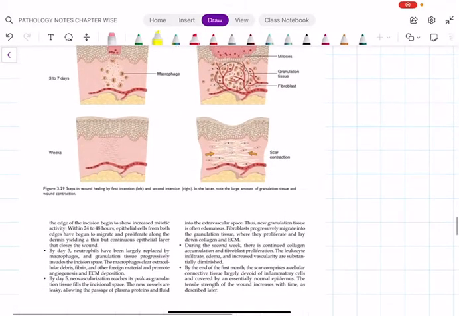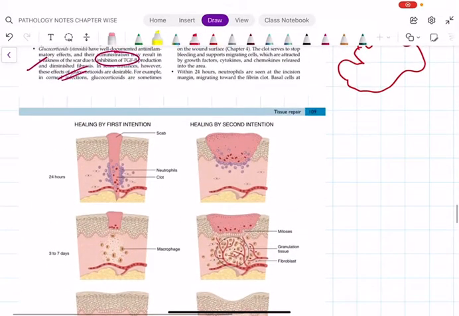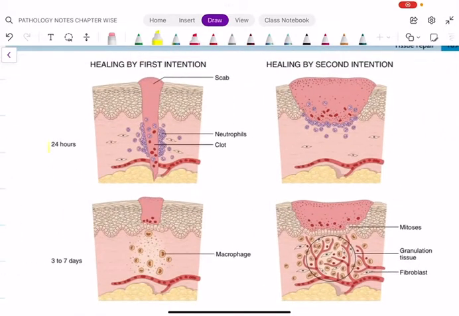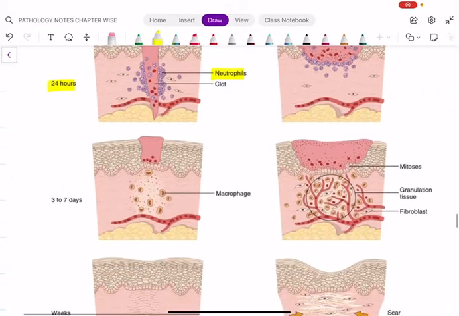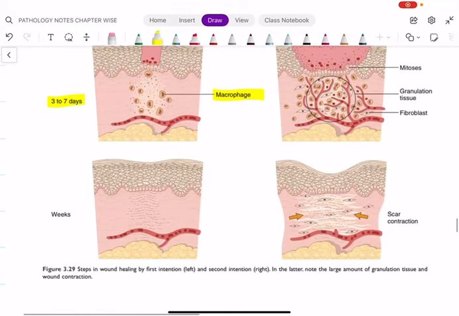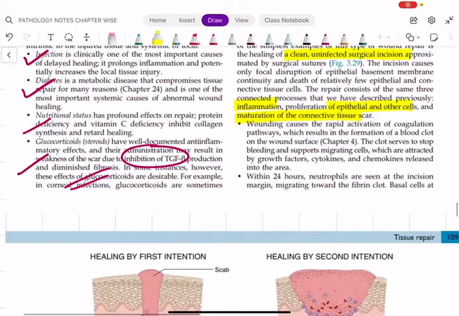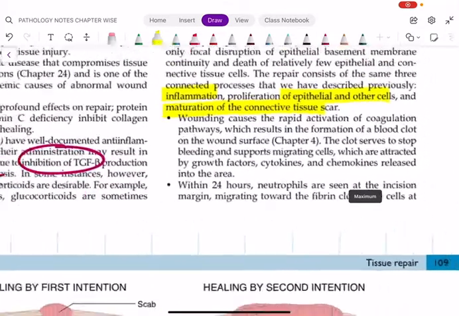You can see in this picture, we have to know the healing by primary intention. What are the steps? Within 24 hours, there will be neutrophils, which will be replaced by macrophages in 3 to 7 days. And finally, there will be complete scar formation after granulation tissue. Remember, there are some basic differences between healing by first intention and second intention that we are going to see.